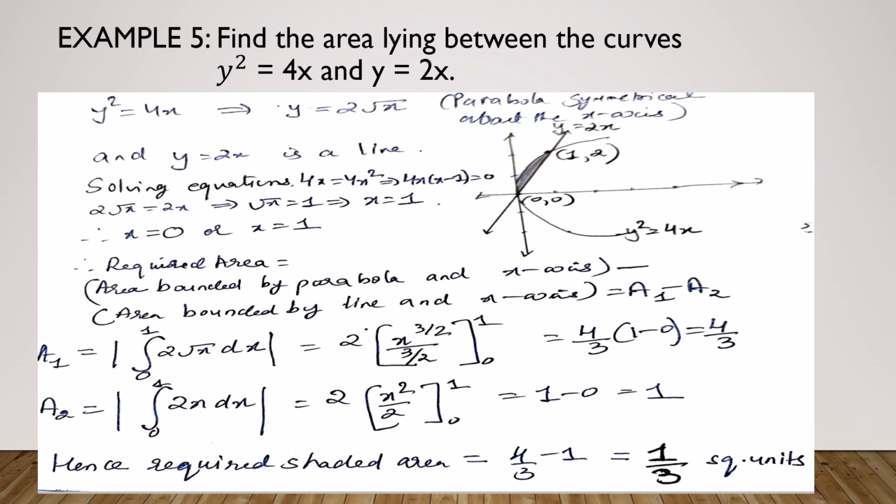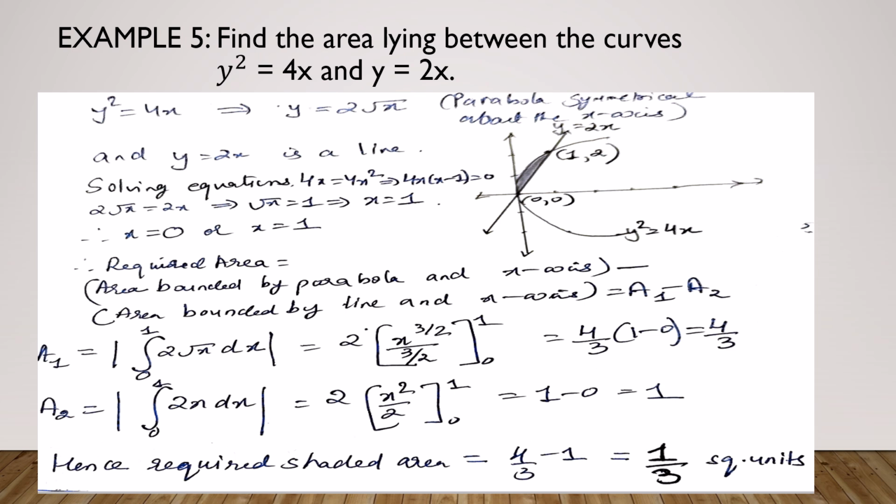Now, if I want to find the area between these two curves, then I need to find their point of intersection. That means you equate both the functions. When you equate both, y square is 4x, and in the second case, for the line, y square is 4x square. So if I equate 4x is equal to 4x square, taking 4x common, 4x into (x minus 1) equal to 0. So either x can be 1 or x can be 0. Only two possibilities are there. And from the graph itself it is also clear that either x is 0 or x is 1.